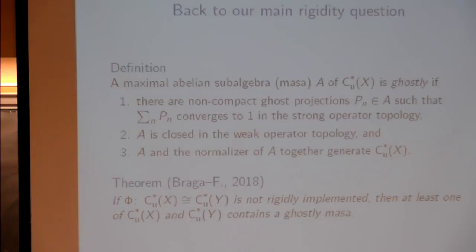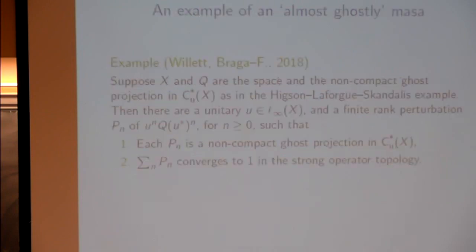Now, for all the nice spaces, there are no ghostly masas because they have this amenability property, property A, which excludes the existence of ghostly masas. But we don't know whether this can still happen. But there is this example from the previous slide. So we can modify it a little bit and get almost there.